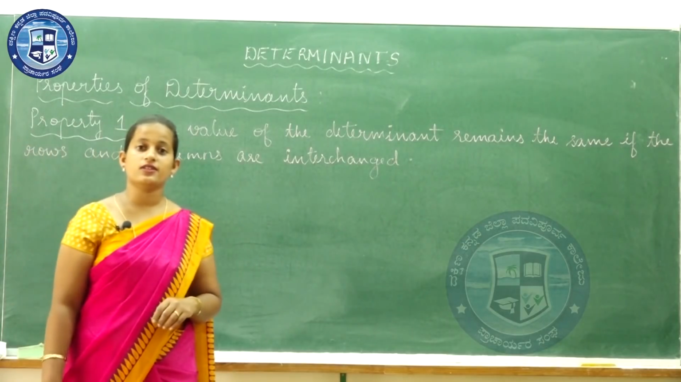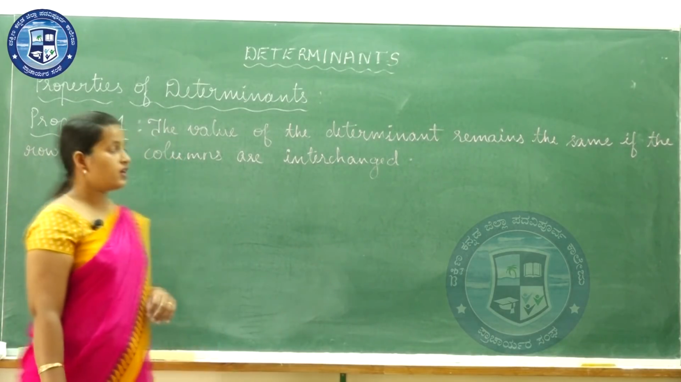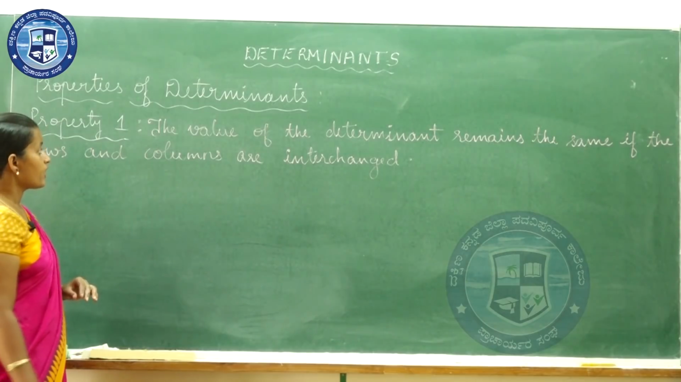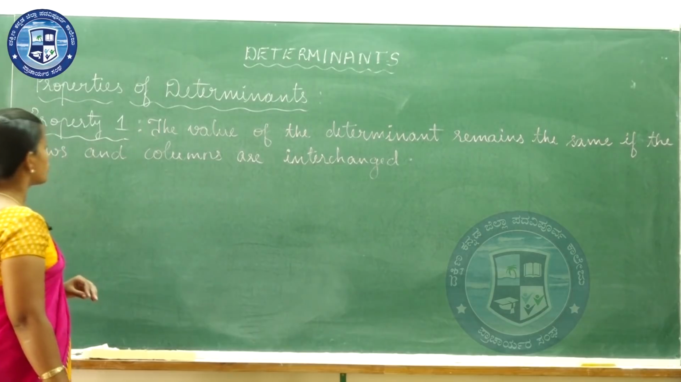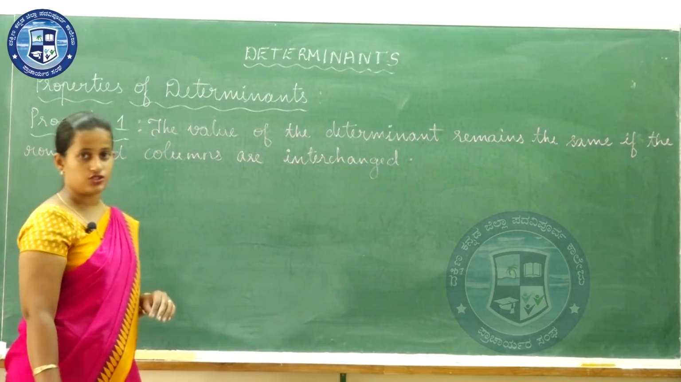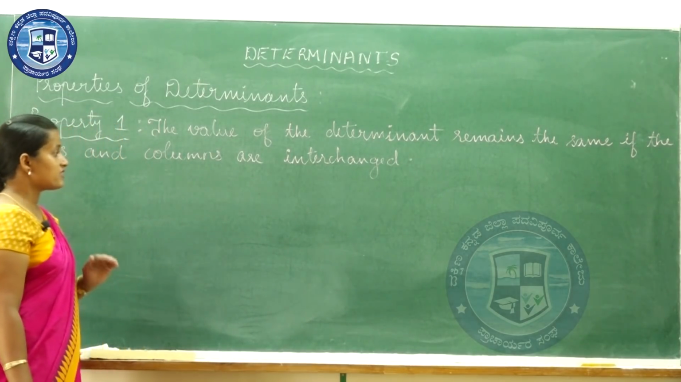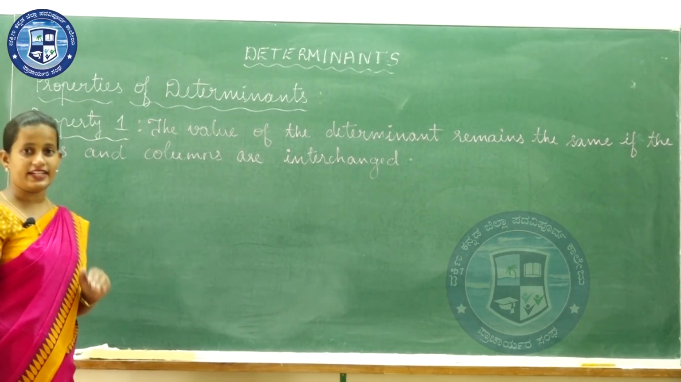Let us now study the properties of determinants. So property number 1. The value of the determinant remains the same if the rows and columns are interchanged.